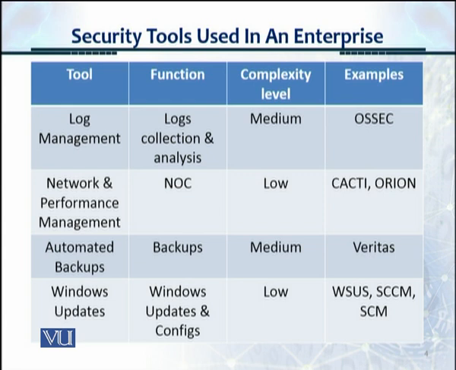Network and performance management in a network operations center is a very important function. A low complexity requirement or security tool. Cacti and Orion are examples, basic examples. Automated backups through, let's say, Veritas, where you're taking backups and doing the reporting and tracking. And then you have Windows updates through the various Microsoft tools, WSUS and SCM, as mentioned. These are also low complexity.